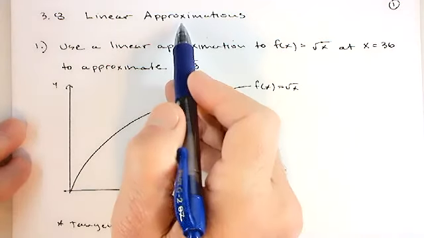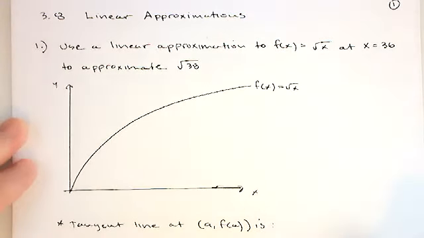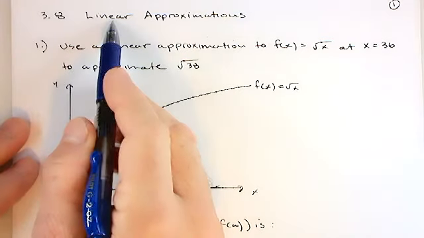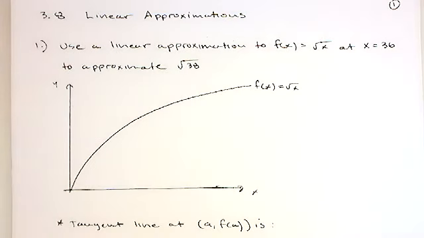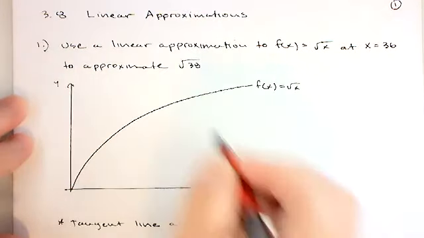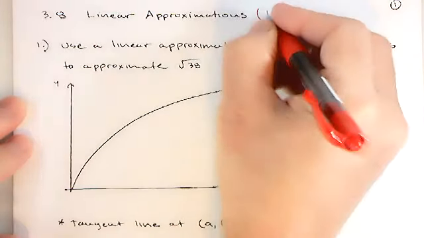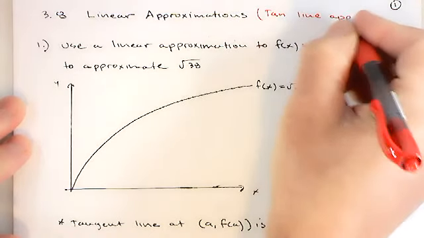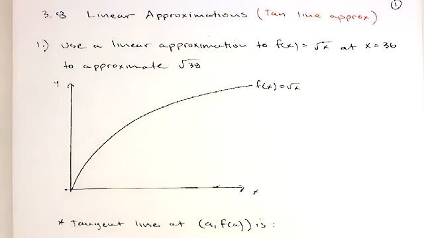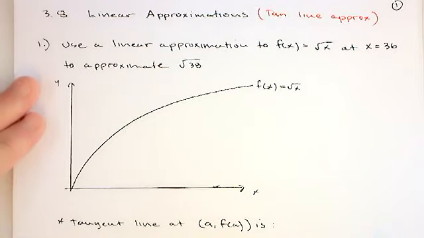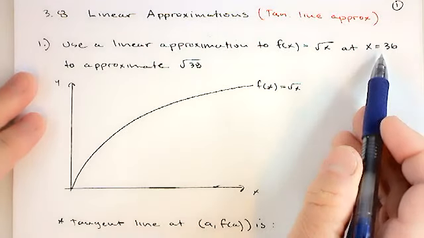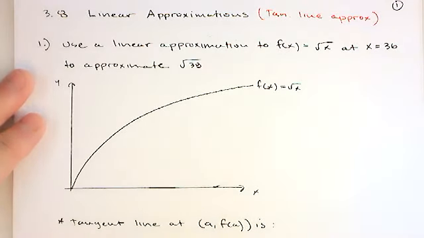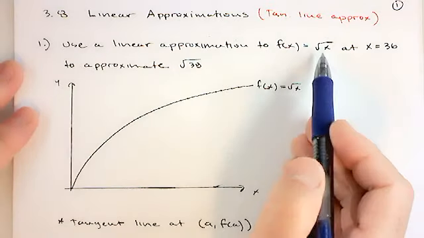All right, so as the name implies, what we want to do is approximate things. Linear means with a line, and in particular, what a linear approximation, kind of another name for this, would be a tangent line approximation. So we're back to that idea of what is the derivative telling us about a function at any point. It's giving us the slope of the tangent line.